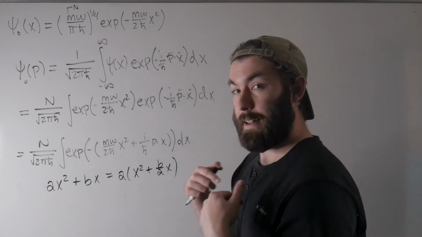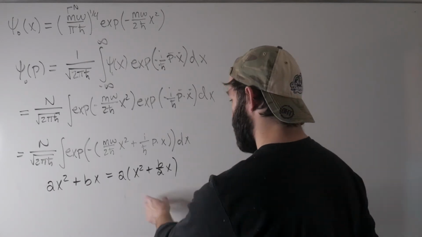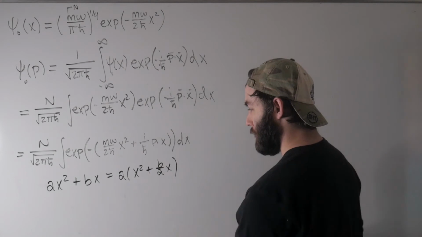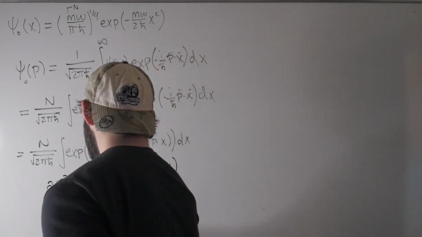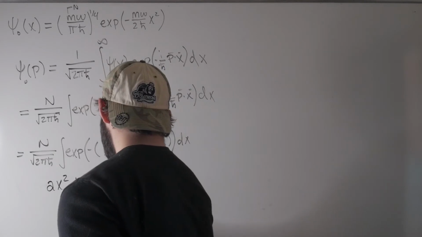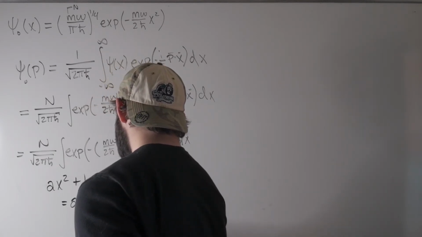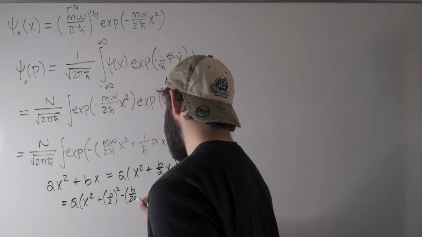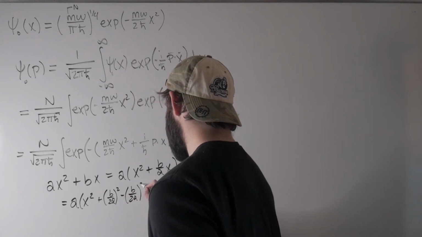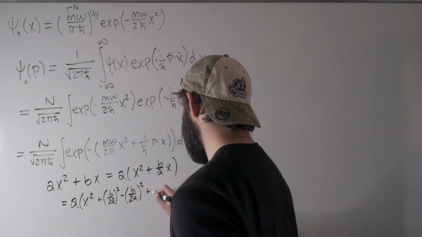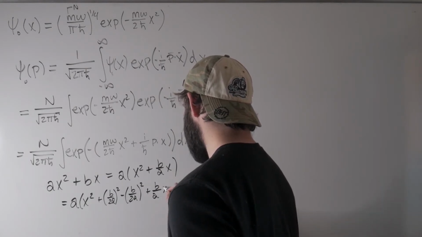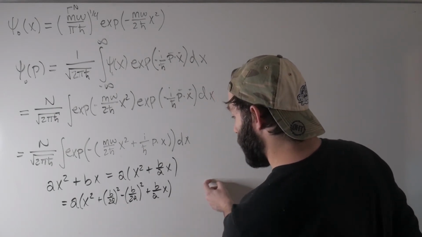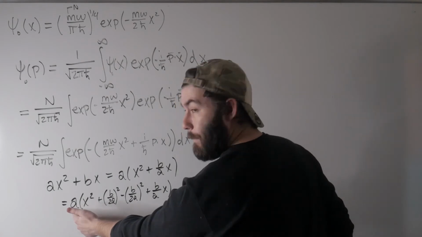And now we're going to add something to this and subtract it right away inside of the parentheses. So we're going to add 1/2 of the square of this argument. Okay, so we're going to add that and we're going to subtract it. So that's equal to a times x squared plus b over 2a squared minus b over 2a squared, and then this term again, plus b over a x. And we're just going to pull the negative one outside of the parentheses. The way that we can do that is by making sure we multiply by a.